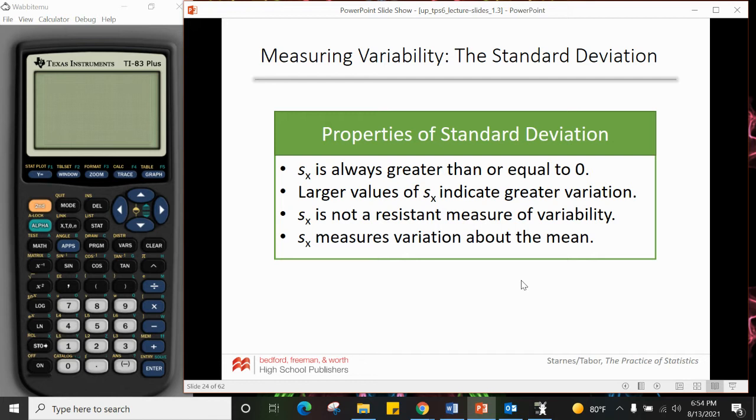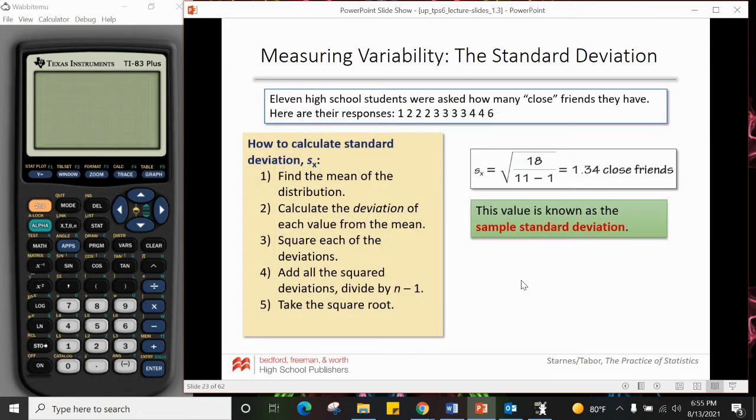Large values of S sub x indicate greater variation. S sub x, the sample standard deviation, is not a resistant measure of variability. It uses the mean, which is also not resistant, so that's why S sub x is also not. And like I said, the sample standard deviation measures the variation about the mean. So like this one where it says 1.34: you find the mean, and the typical point is going to be about 1.34 away from that mean. That's where you'd expect the typical person to fall.